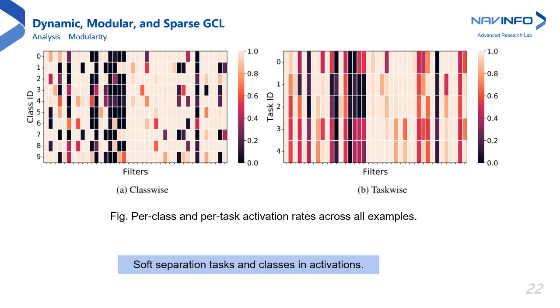We first look at the ability of Dynamos to emulate modular and specialized responses. We plot the class-wise and task-wise activation rate for the last 40 dynamic convolutional filters for all examples. Figures A and B show a soft separation of activations with respect to tasks and classes. This is unlike standard networks where all filters will react to all examples.